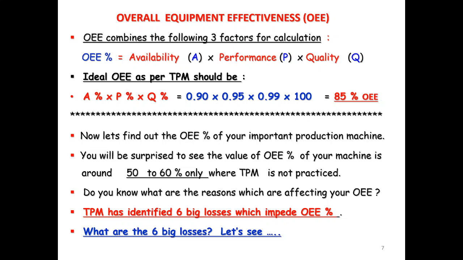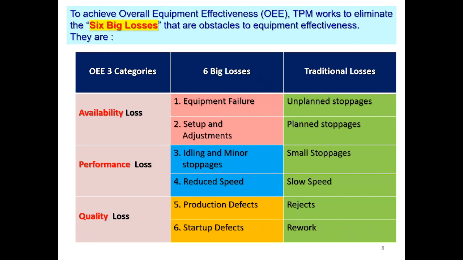You want to know the reasons, what are the factors which are causing you to get such a low OEE percentage. TPM has identified 6 big losses which impede OEE percentage. There are 6 big losses against availability, performance and quality. Now let's see what are the big losses which affect the OEE of the equipment. These 6 losses are obstacles to achieve equipment effectiveness.